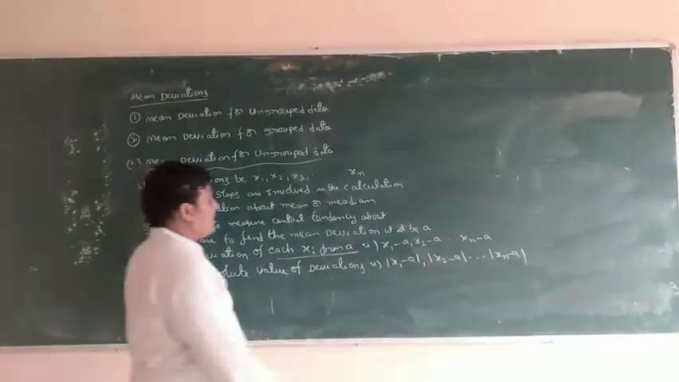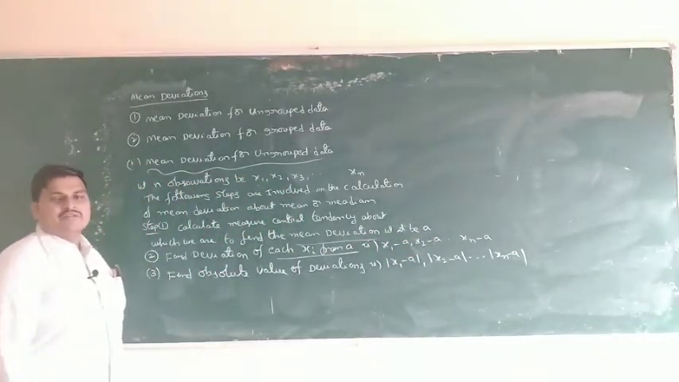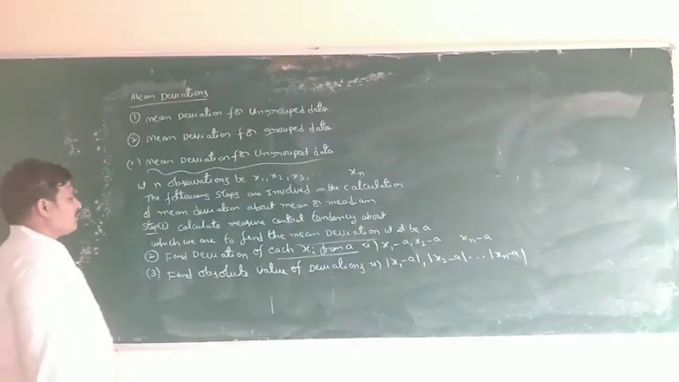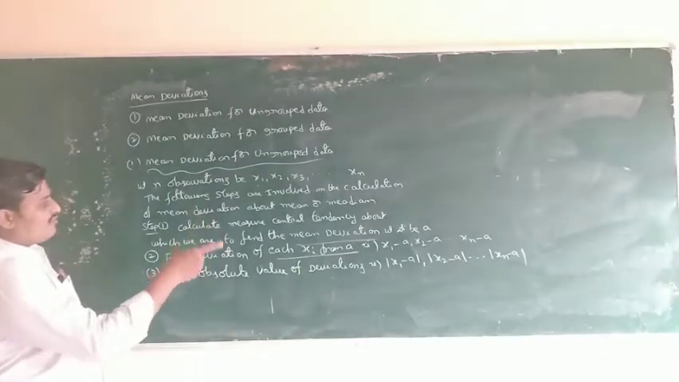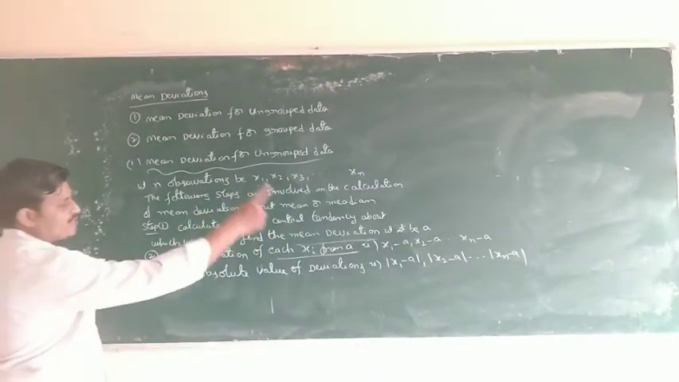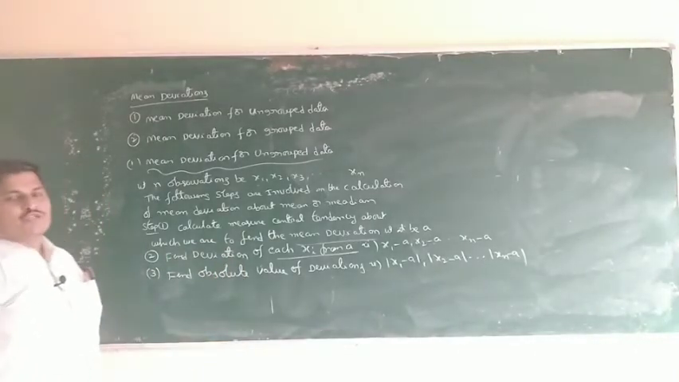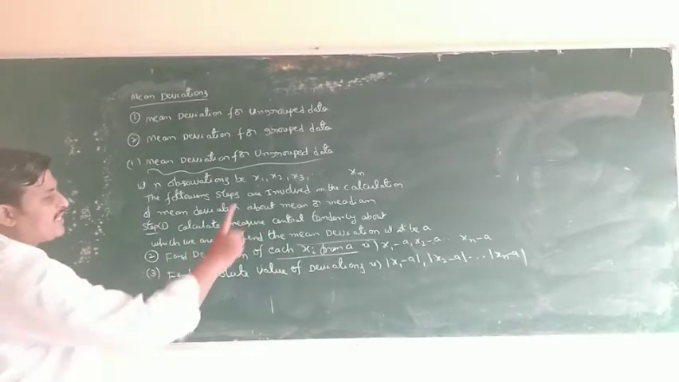So first, to calculate the mean deviation, let it be A. For example, mean deviation equal to A. So find the deviations of each xi from A. First observation, x1 minus A, x2 minus A, x3 and so on, up to n, whether 10 or 12 or 30, xn minus A.